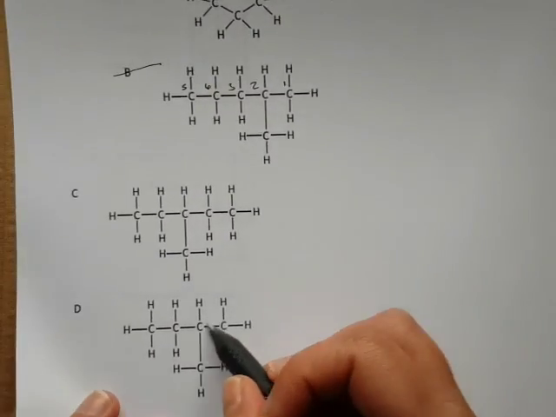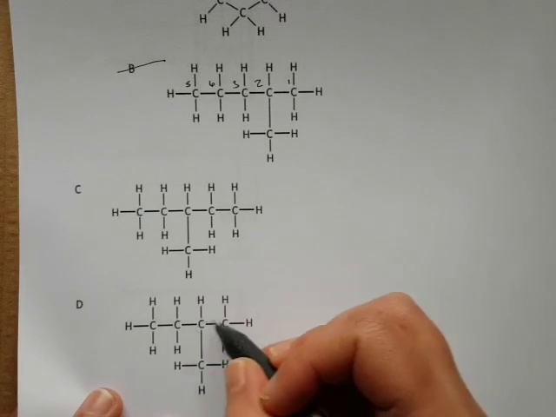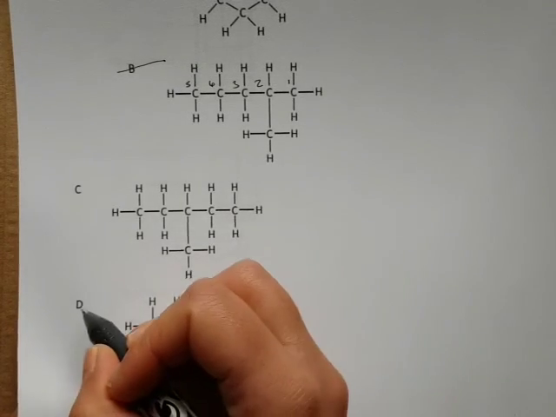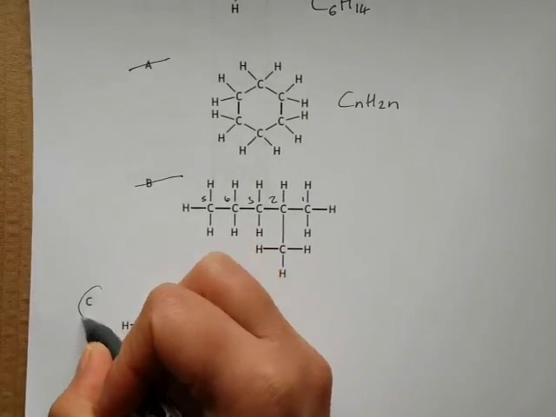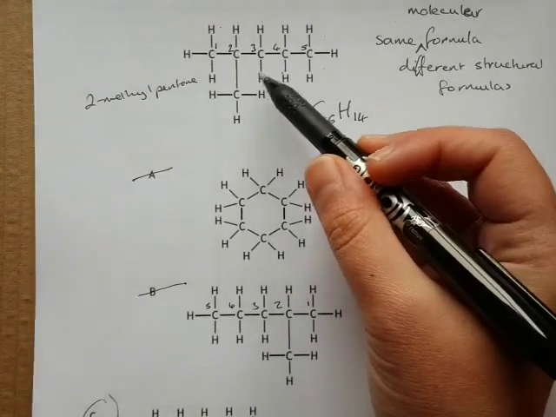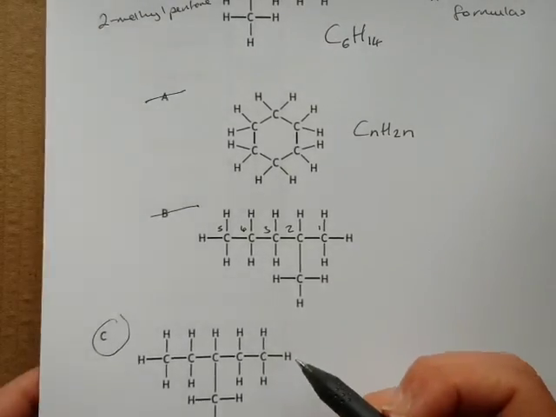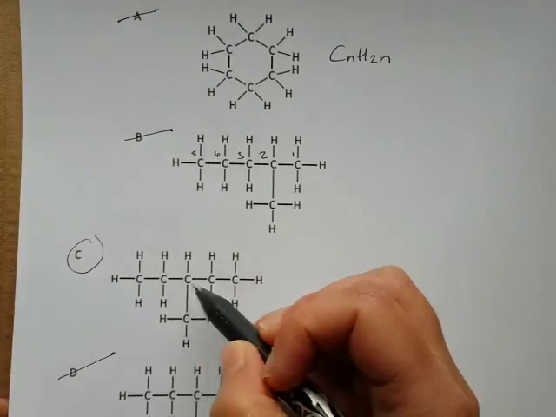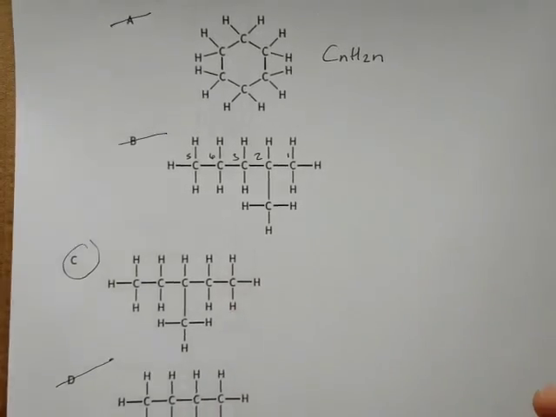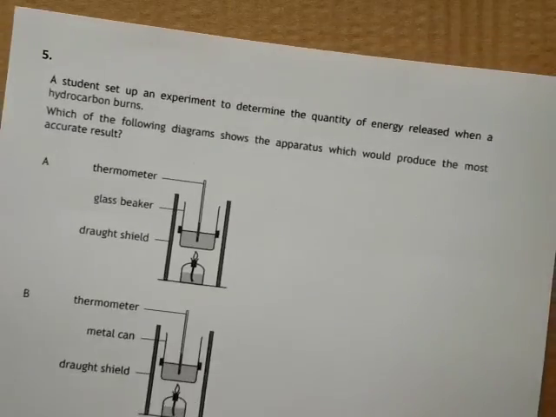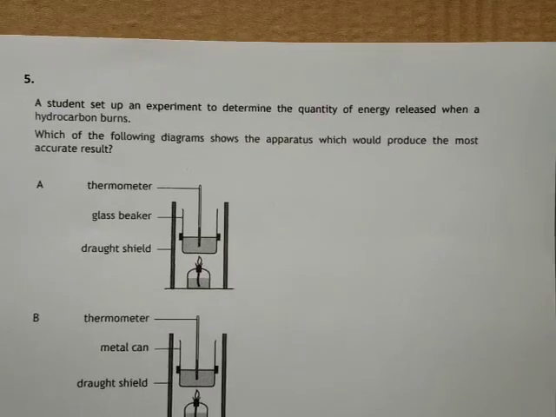D, I'm just going to talk about D briefly. D has the wrong number of carbons, so it can't be an isomer. So C is the only one that can be an isomer of this one up here, and C would be called 3-methylpentane, which just has the branch in a different position to the one in the example, so that definitely is an isomer.